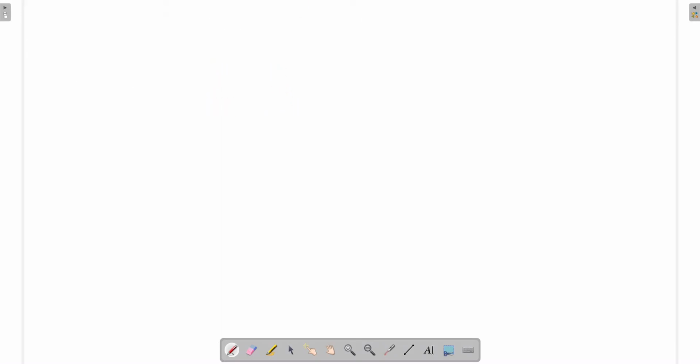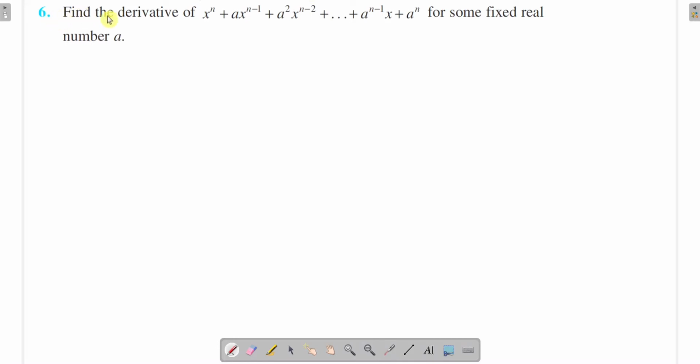Now let us go to the next one, that is the sixth. Find the derivative of x raised to n plus a times x raised to n minus 1 plus a square x raised to n minus 2 and so on, plus a raised to n minus 1 x plus a raised to n for some fixed real number a. So here we have to find the derivative of this polynomial. Okay, so let us start. This is a very easy problem.